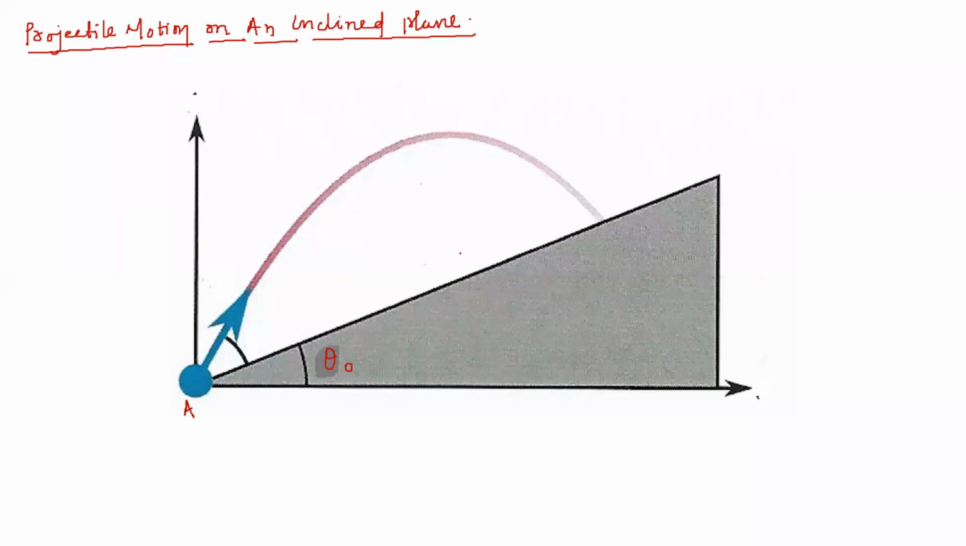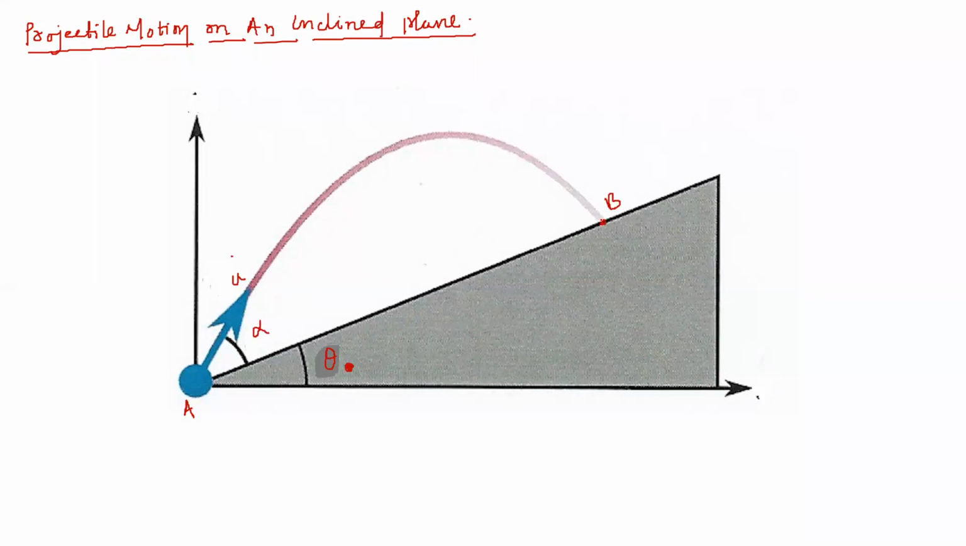Let the projectile be projected from the foot of the inclined plane with velocity u, at an angle alpha with the inclined plane. It's shown in the figure you are seeing. This is theta, and this is alpha, and the particle strikes at the point. Let the particle strike at the point B.